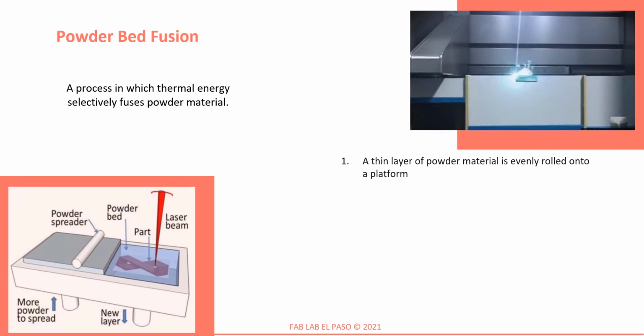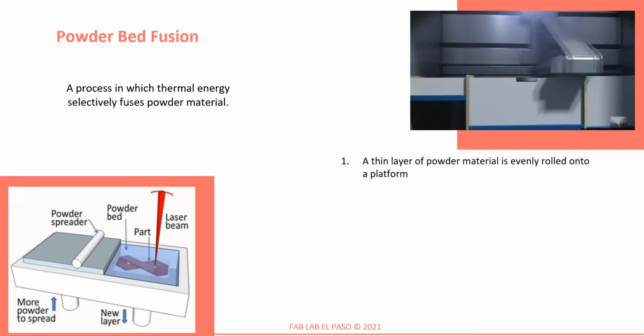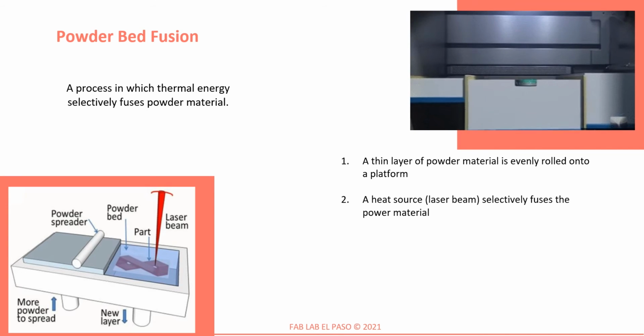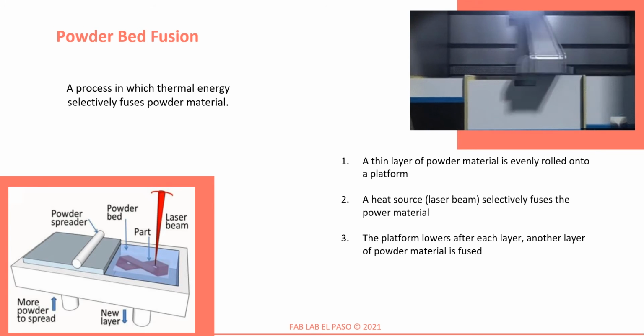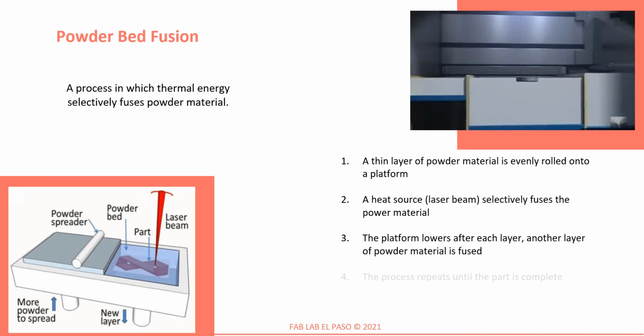First, a thin layer of powder material is evenly rolled onto a platform that sits in a bed of powder. The laser beam draws on the platform, selectively fusing the powder material together. The platform lowers and the laser fuses another layer of material. This process repeats until the part is complete.